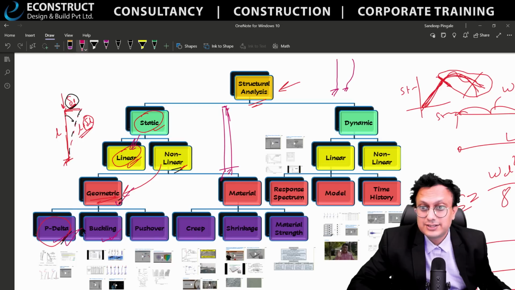But for P delta analysis, I just wanted to tell you that these are the real types of analysis. In the college days, we have just studied the linear static analysis. I'm not saying it's of no use. I'm just saying that this is not enough. Right? So next one is pushover analysis.